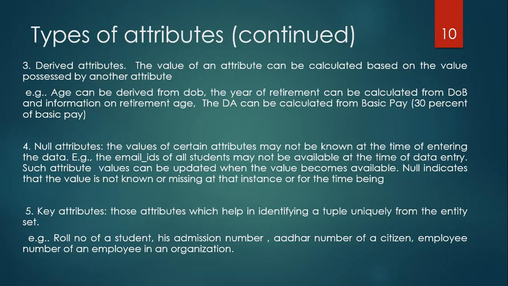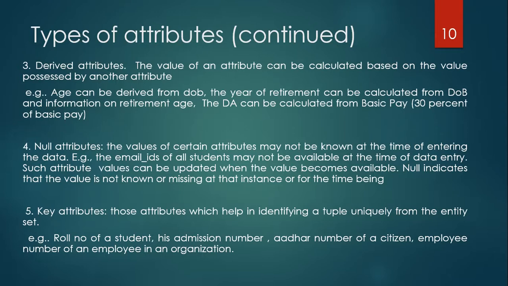So the roll number of a student or his admission number. Sometimes the admission number of a student is also unique, because whenever an admission is given to a particular student, he will be allotted an admission number that will be unique. Similarly, the Aadhaar number of a citizen: all Indian citizens have Aadhaar numbers, so that number is unique. Employee number in an organization: each employee will have a distinct number assigned to him, so the employee number can also be used as a key attribute. These are the examples.